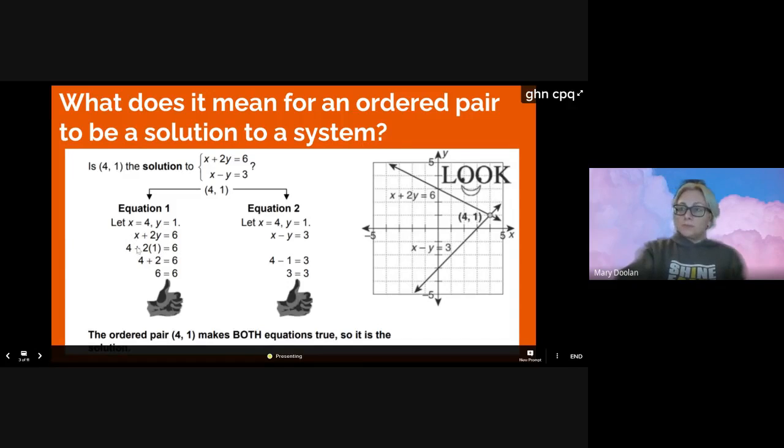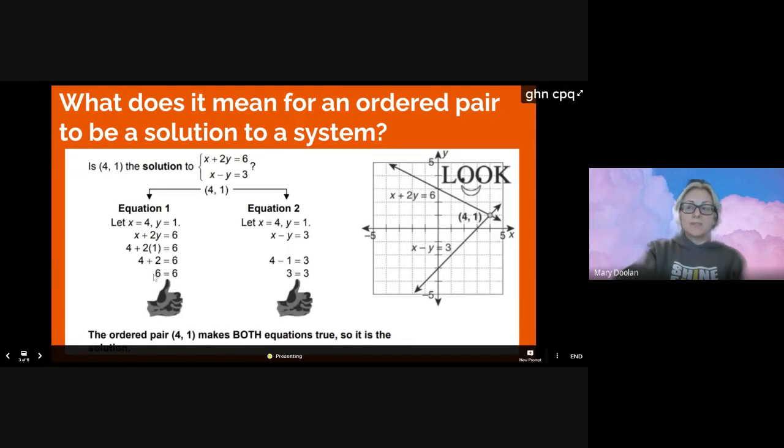So if I replace the x with 4, we get 4 plus 2 times, replace y with 1, 1. 2 times 1 is 2. 2 plus 4 is 6. Okay? And that was on the right-hand side all along. So because when I finished, I ended up with something that's absolutely true. 6 equals 6 is true. That here we have a thumbs up because, yes, this ordered pair makes a true equation.